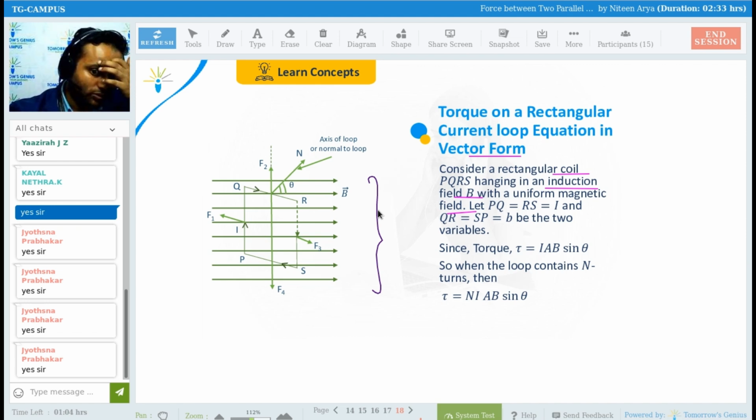This QR and SP is going to be taken as a dress B. So torque equals NIAB sine theta. If instead of one loop we have n number of turns, instead of one, in this particular current carrying frame we have n number of loops. We rotate our wire n number of times. So that is the formula.